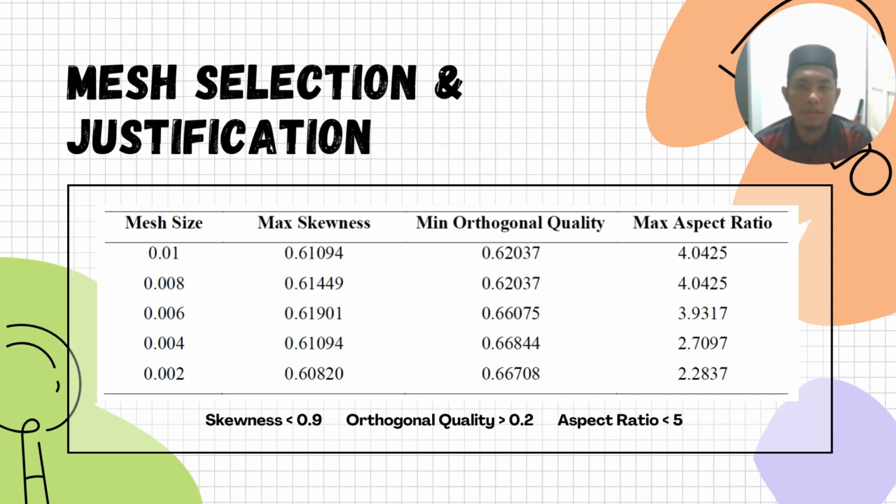So next, we have the mesh selection and the justification for the selection. So we have chosen the mesh size of 0.01 mm until 0.002 mm. This is because it has a skewness of less than 0.9, orthogonal quality more than 0.2, and aspect ratio less than 5.